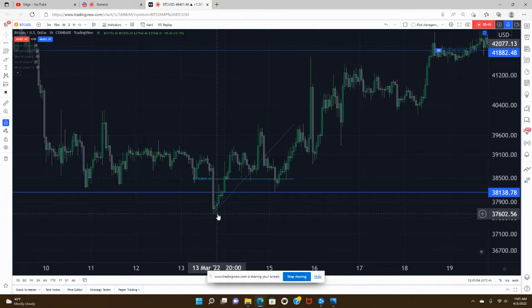My initial stop on the position was here, tied to this low here. Yeah, it makes sense at that point. Yeah, it's 37,555. It's pretty reoccurring behavior, and I do like that a lot.